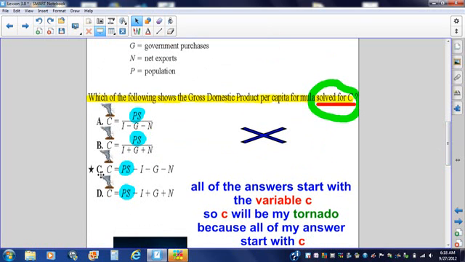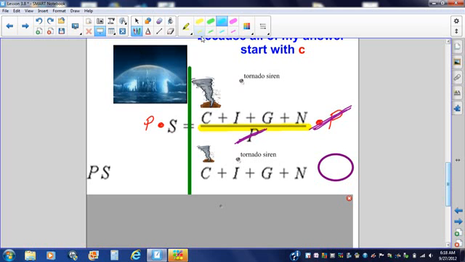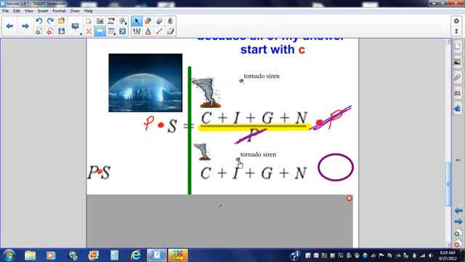But this is going to be the perfect answer. I have P touching S, so I'm going to put a dot here for multiplication. Right there, I'm multiplying. Now, I still need to get I, G, and N away from the tornado. Remember, the tornado cannot get over to P and S because there is a force field. Quick, get I, G, and N away from the tornado.